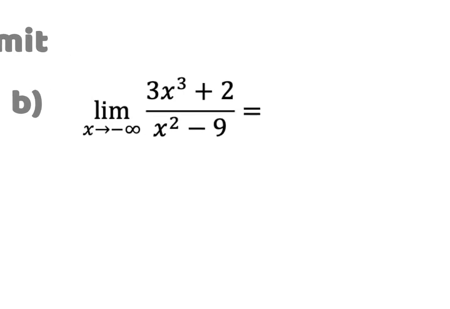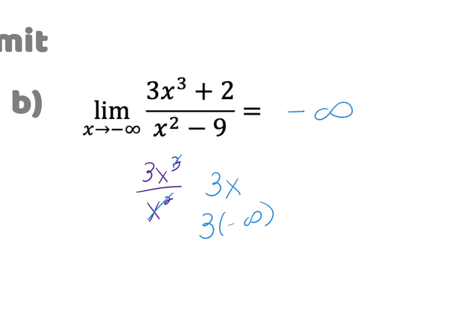Go to B, left hand or right hand? Left hand. What's true about the relationship of the exponents? Top is bigger. When top is bigger, we do the extra work. 3x squared, 3x to the third over x squared. Simplify it out. And then I only want to know left hand. So 3 times negative infinity would be negative infinity.